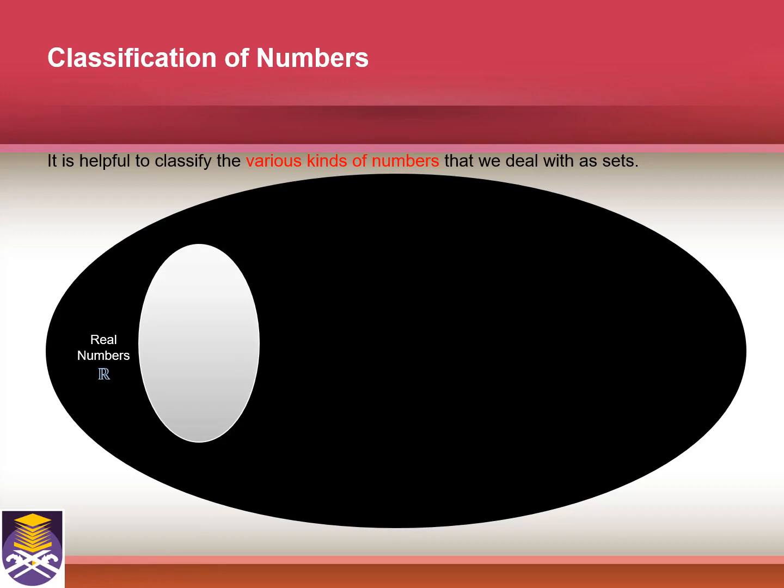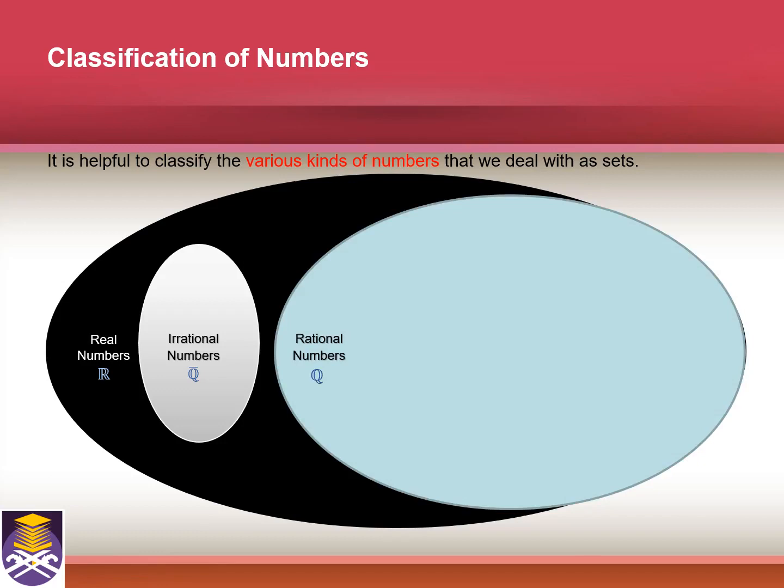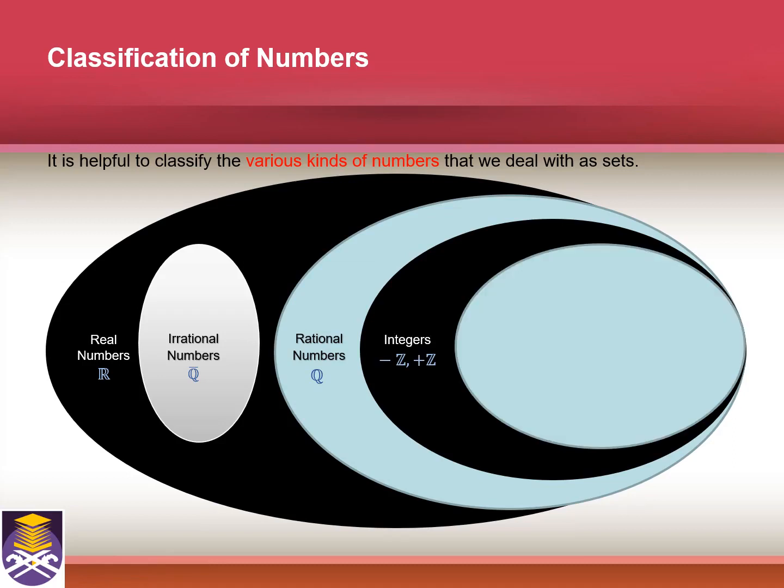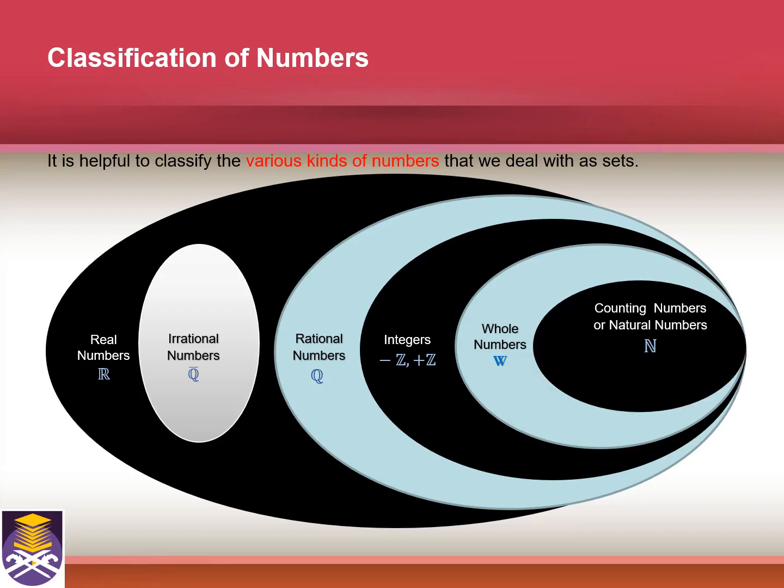And then inside these real numbers, we have irrational numbers. And then we have rational numbers. And inside rational numbers, we have integers. And inside integers, we have whole numbers. And inside whole numbers, we have counting numbers or natural numbers. Natural numbers are numbers starting from 1, 2, 3 onwards. And whole numbers are numbers starting from 0, 1, 2, 3 onwards.